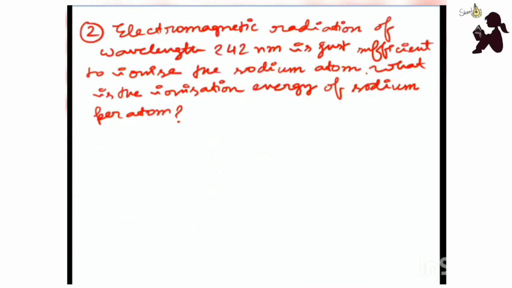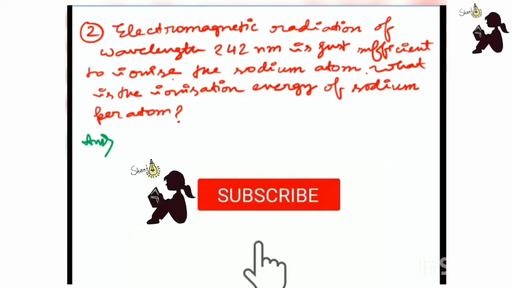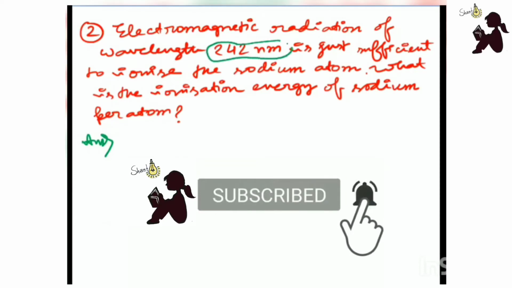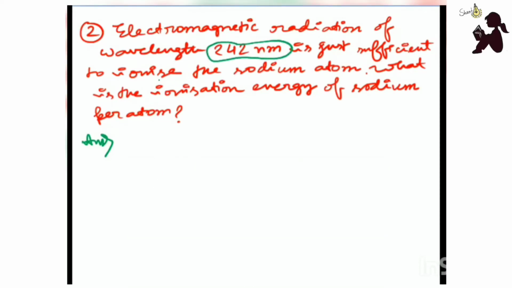So let's see the next question. For the next question, they said electromagnetic radiation of wavelength 242 nanometer is just sufficient to oxidize the sodium atom. So what is the ionization energy of the sodium atom? What they have given here is the wavelength, and they asked you the energy. So from Planck's equation we know E equals h mu, right? So here we can write it like this, that is hc by lambda.